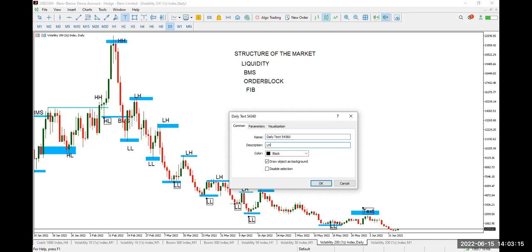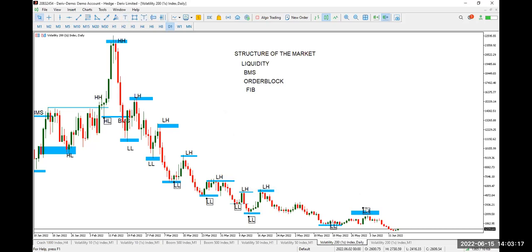Now the next thing we want to look out for is our liquidity. We call it, there you look out for liquidity graph. This is a daily structure.